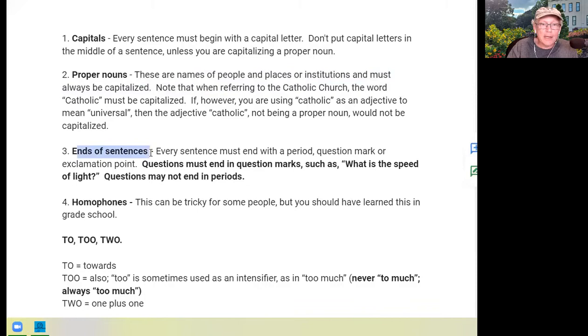Ends of sentences. Every sentence must end with a period, question mark, or exclamation point. And questions must end in question marks, such as, what is the speed of light? Question mark. Questions may not end in periods.